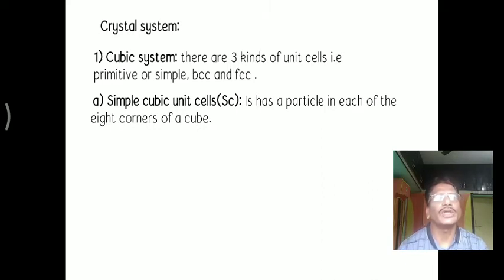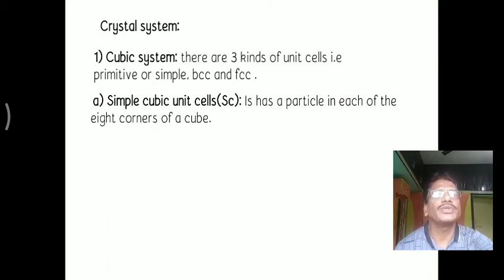Simple cubic unit cell. If we see the diagram of the simple cubic unit cell, it has the shape of a cube, and a cube has 8 corners, and it has a particle in each of the 8 corners of the cube. That means it contains 8 particles.